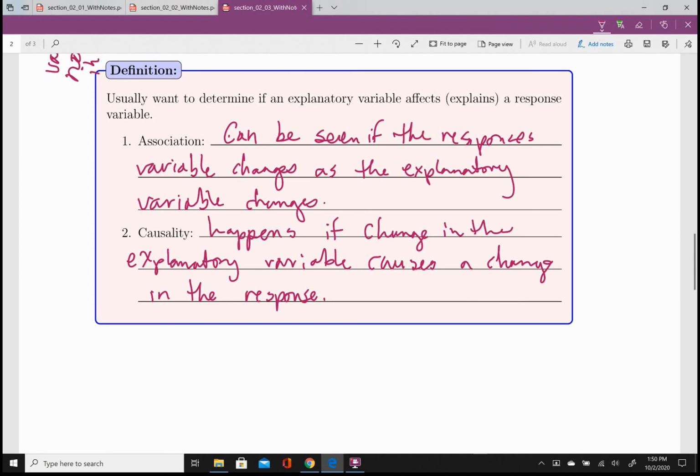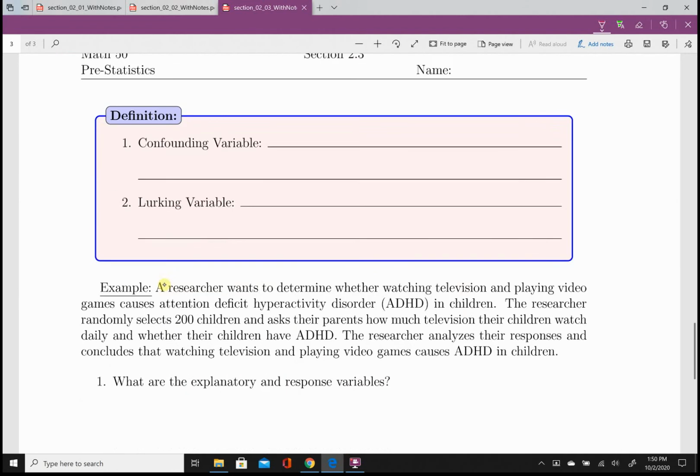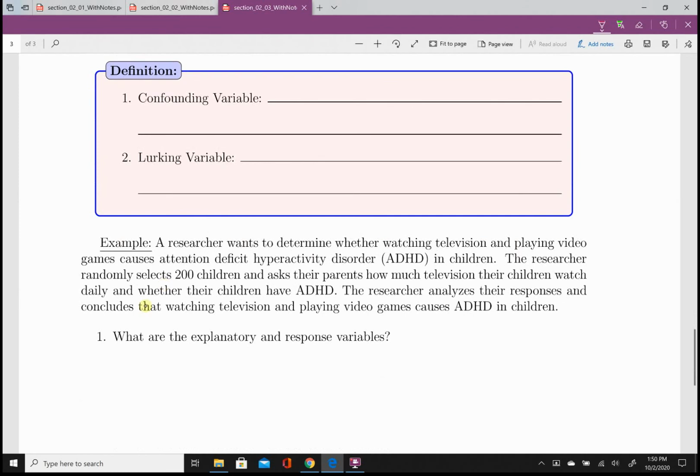A couple of things to note about determining causality. A well-designed experiment can determine whether there is causality between an explanatory and response variable, and most observational studies cannot determine whether there is causality between the explanatory and the response variables. They can only determine if there's association. So some things to keep in mind there. And we're going to get into some examples in a little bit.